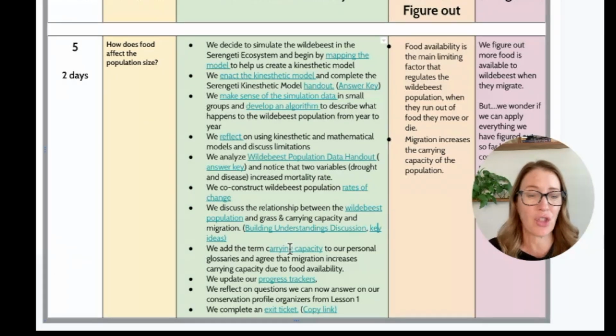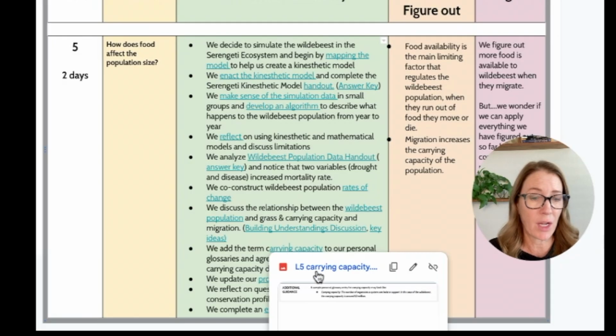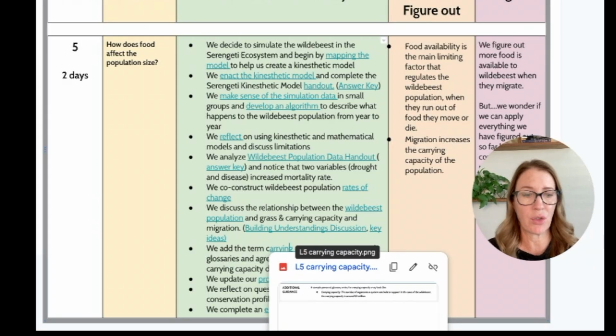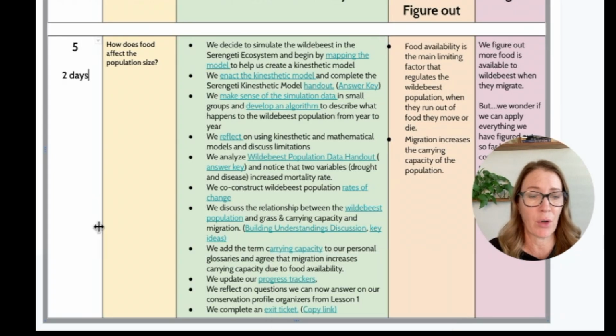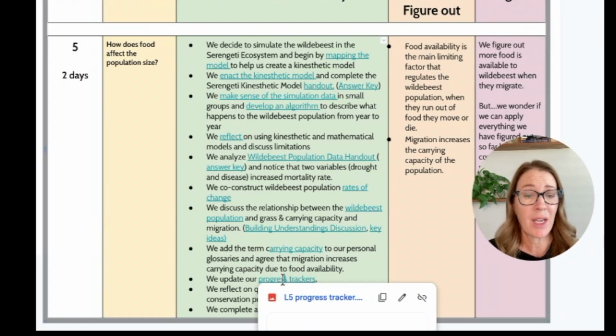We then add it to our personal glossaries. This is the definition that's provided in the teacher guide. Whatever you co-construct with the class is fine. And they write this probably in a section in their notebook. And then we're going to update our progress trackers. There is an answer key here.